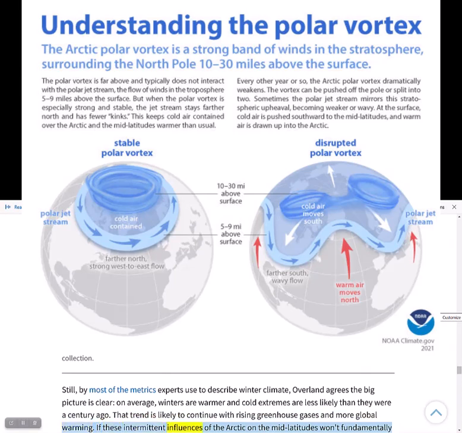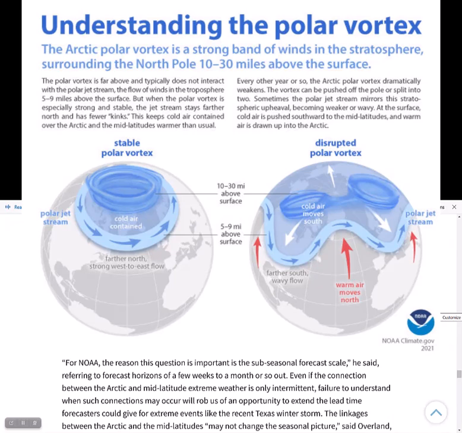If these intermittent influences of the Arctic on the mid-latitudes won't fundamentally change the overall trajectory of winter climate with global warming, then why is the subject still such a hot research area? For NOAA, the reason this question is important is the subseasonal forecast scale, he said, referring to forecast horizons of a few weeks to a month or so out. Even if the connection between the Arctic and mid-latitude extreme weather is only intermittent, failure to understand when such connections may occur will rob us of an opportunity to extend the lead time forecasters could give for extreme events like the recent Texas winter storm.